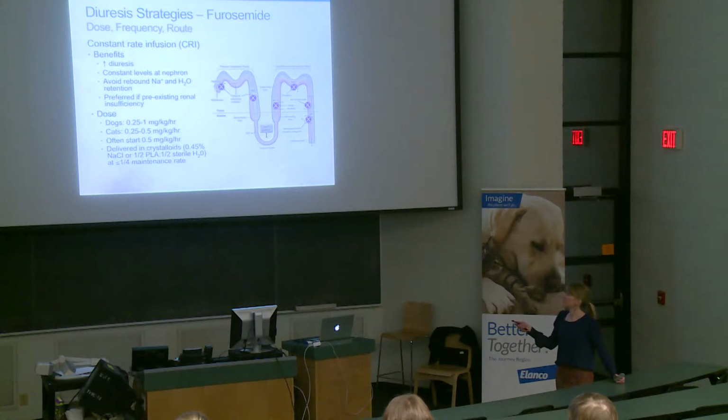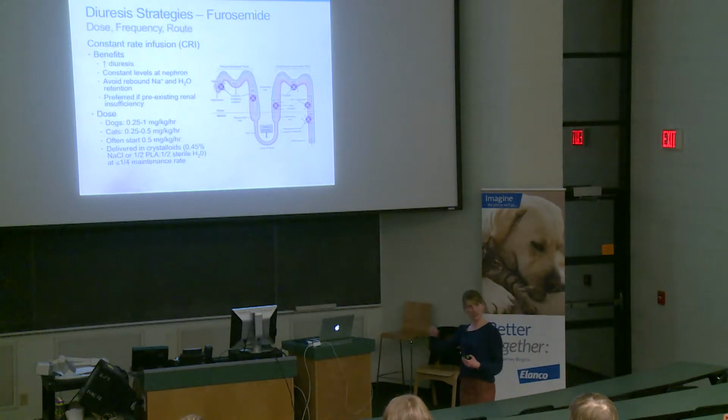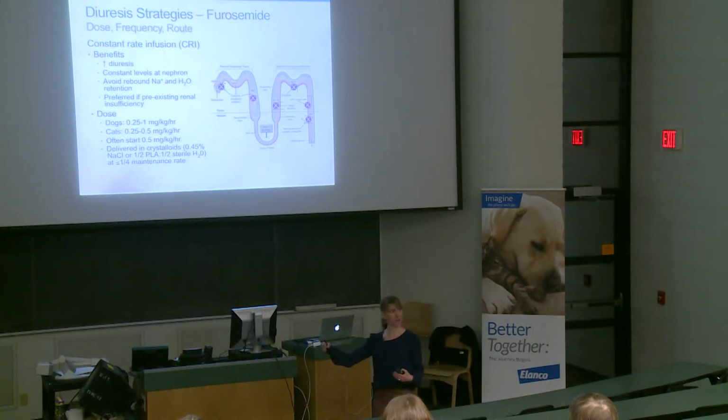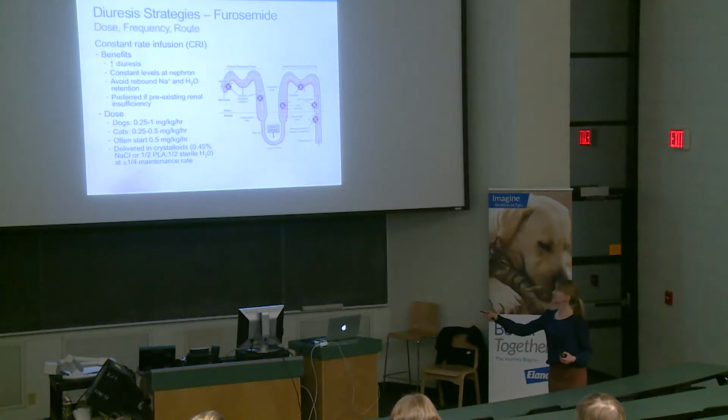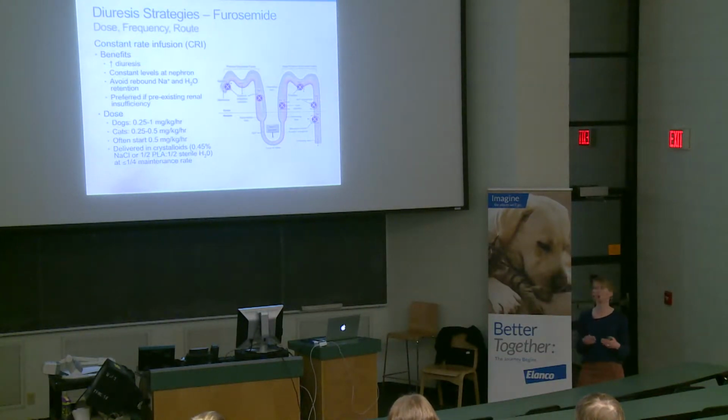It is sometimes preferred in the human literature if there's pre-existing renal insufficiency. So that's the other scenario where it might be used. And the doses we're talking about are typically on the order of anywhere from 1/4 to 1 milligram per kilogram per hour. You can see how on the higher end, that really adds up to being a hefty amount sometimes. And in cats, once again, we're usually trending towards the lower end of that, given their sensitivity.